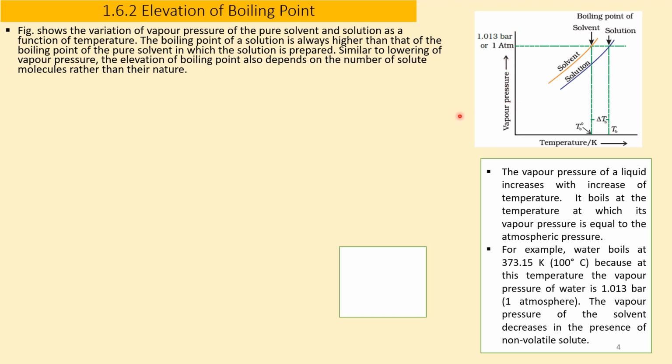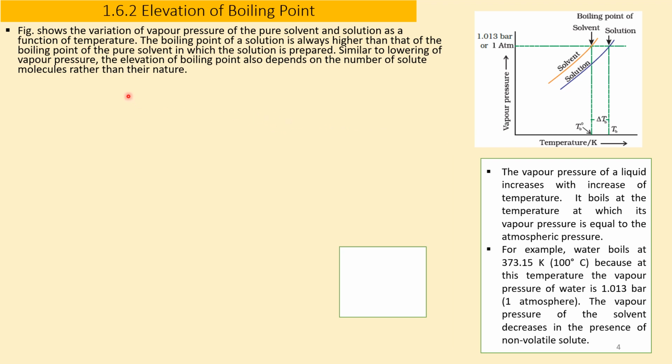The boiling point of a solution is always higher than the boiling point of the pure solvent in which the solution is prepared. Please see here, for the solution the boiling point is Tb, whereas for the solvent it is Tb naught. So Tb is always greater than Tb naught, and the difference of these two is given by delta Tb.